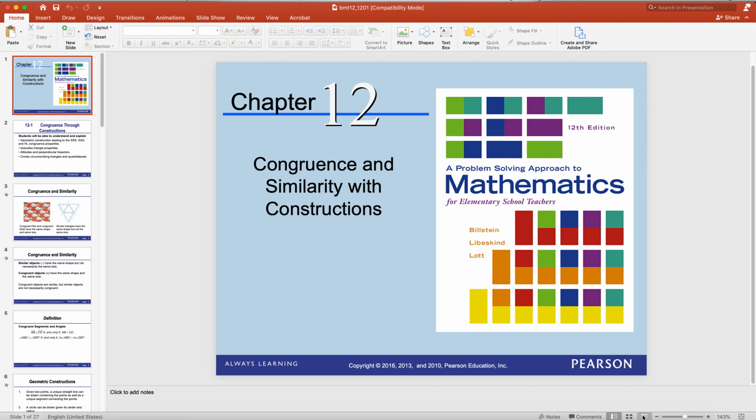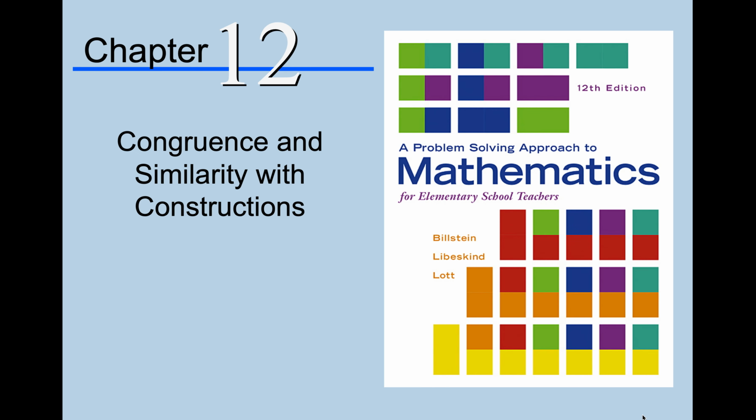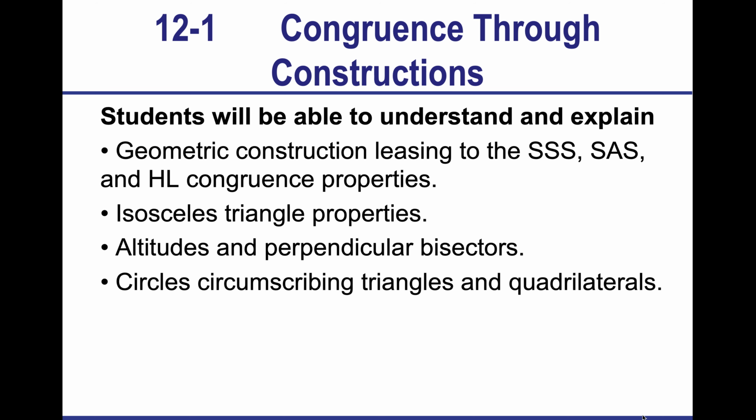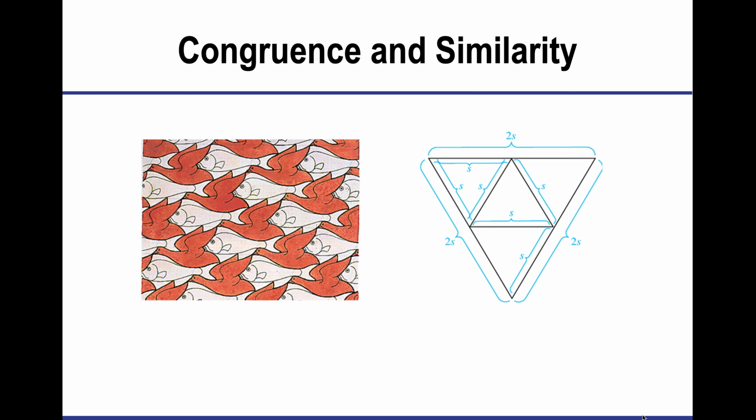So we're going to look at something which is a little bit of a lost art, and that's going to be constructions. Constructions are actually building things and then comparing them by hand instead of just taking a theorem at face value. We're going to look specifically at constructions related to side-side-side, side-angle-side, and hypotenuse-leg congruence properties. We'll look at isosceles triangles, altitudes, and circles.